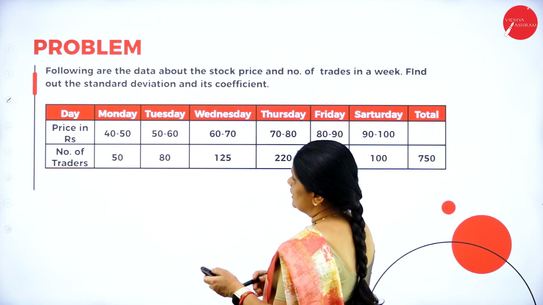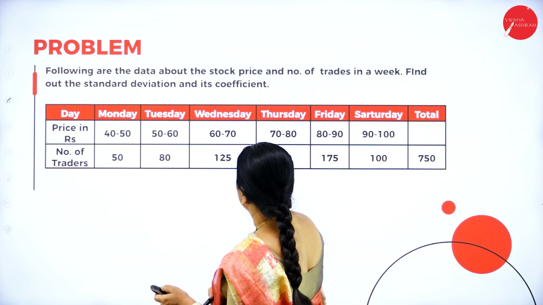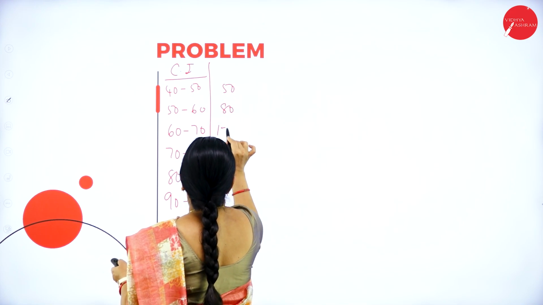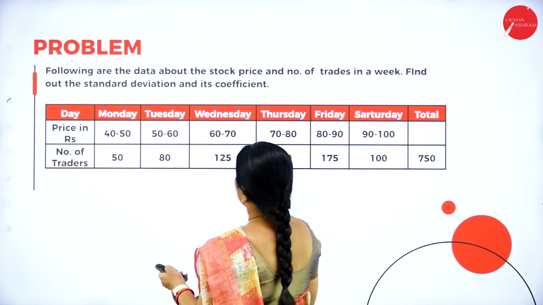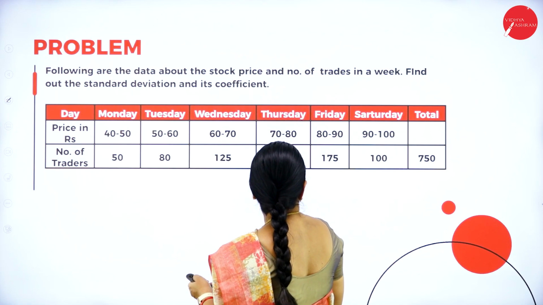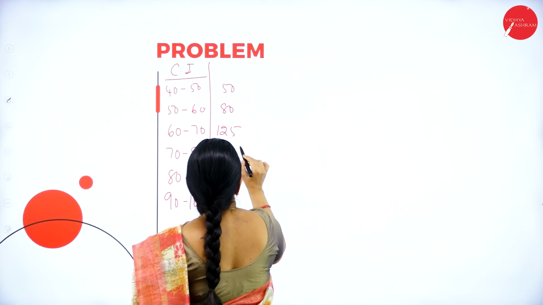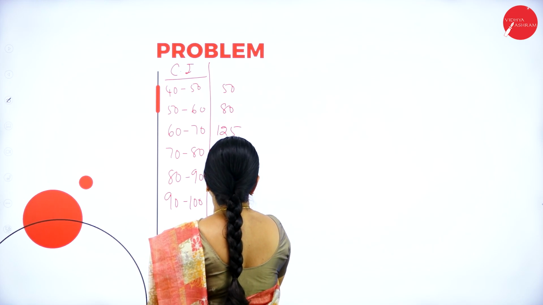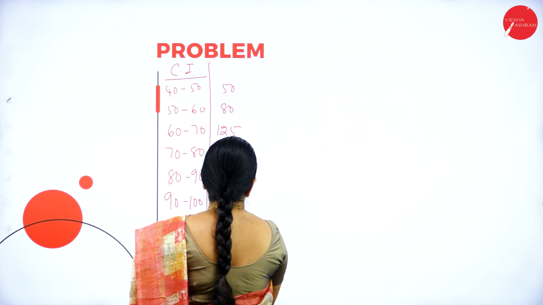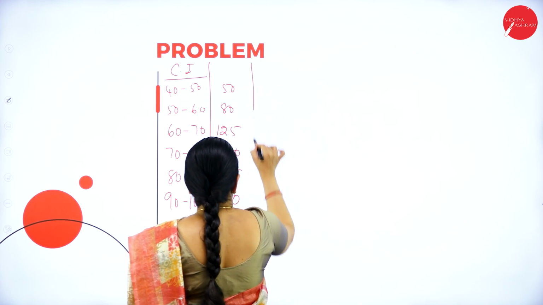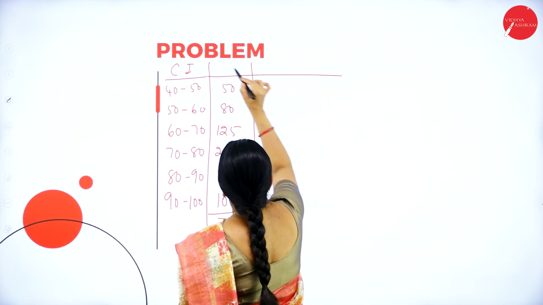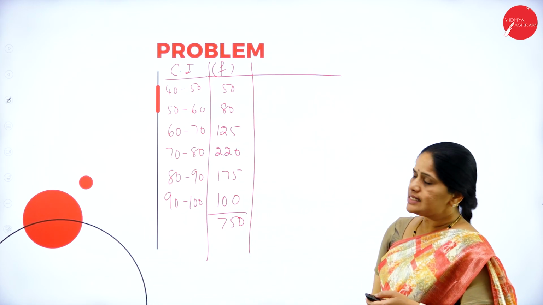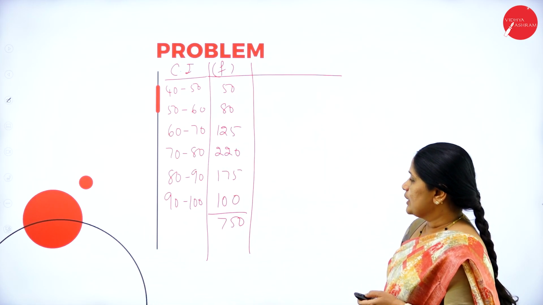Then we also have the number of traders 50, 80, 125, then 220, 175, 100. So the total comes up to 750. So this is the frequency. So we have the class interval. So we have the frequency.